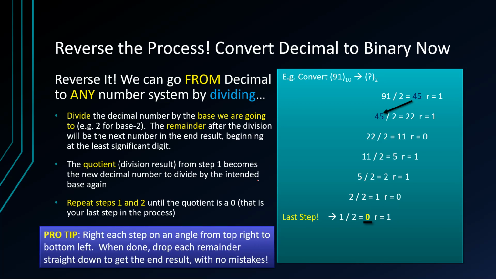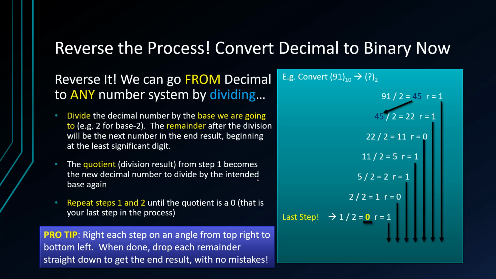Pro tip. Notice how I wrote everything on a slant from top right down to bottom left. That was intentional. Now that I did that, so I don't make a mistake, I just drop all of the numbers perfectly vertically down, and that will give me my final answer. The number one mistake students make in this is they just stack it one on top of one another, all their answers, and they end up writing the final answer in reverse order by accident.